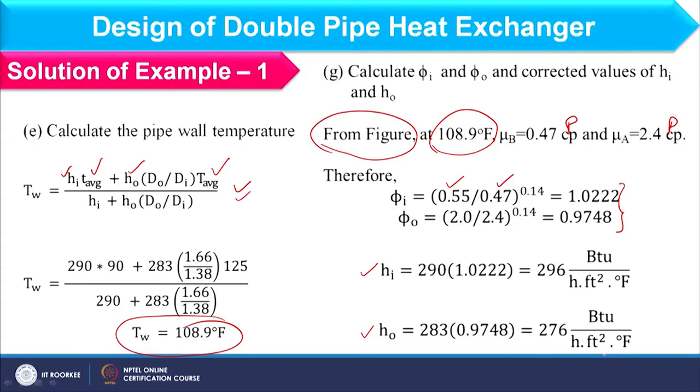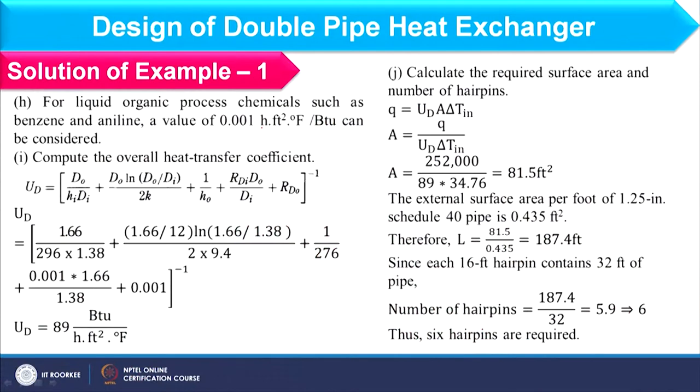Now, once you have h_i and h_o, what do we have to calculate first? Obviously, the overall heat transfer coefficient. If you remember the overall heat transfer coefficient expression, it includes 5 terms, in which 2 terms correspond to the dirt factor of both fluids. In this case both fluids, benzene and aniline, fall in the organic liquid range. So, for both fluids we can consider the same dirt factor, because both fall in the same category. For that purpose we have considered the dirt factor as 0.001 hr·ft²·°F per BTU, for both fluids.